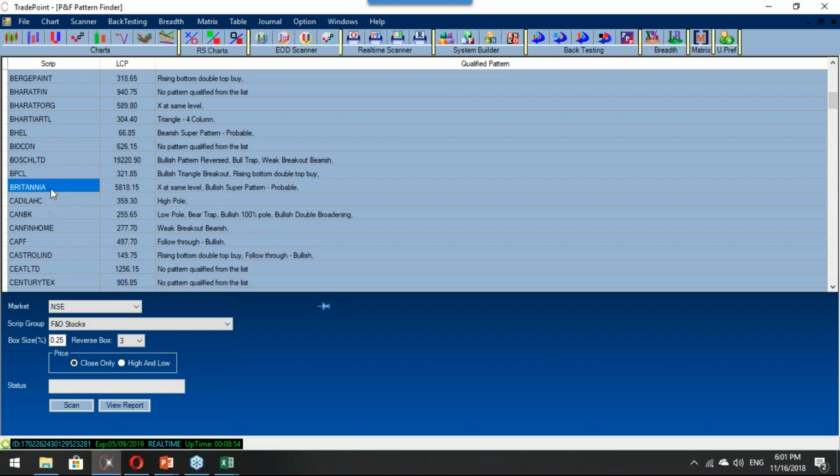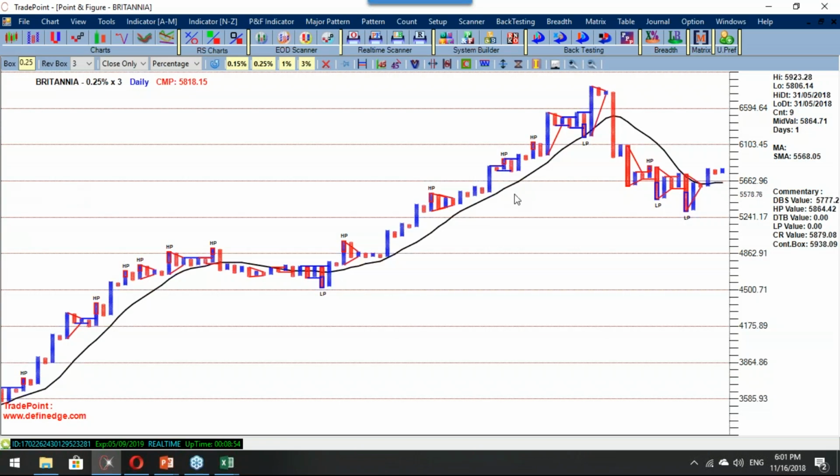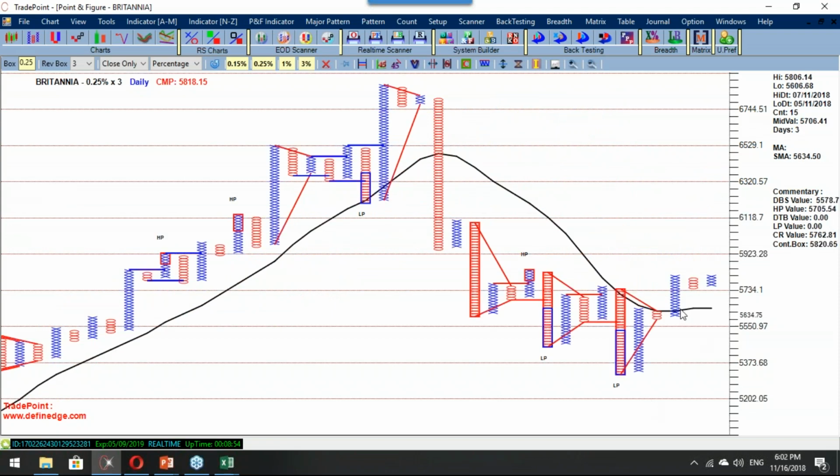So here, if you notice, Britannia has X at the same level, we have a probable bullish super pattern. So these are the candidates that you must be focusing on in 0.25% box size, right? So if you double click, you have a possible super pattern, and we have X at the same level, which basically means that a small move is going to trigger a buy signal, right? And if you open the chart, you can see that the setup is bullish.